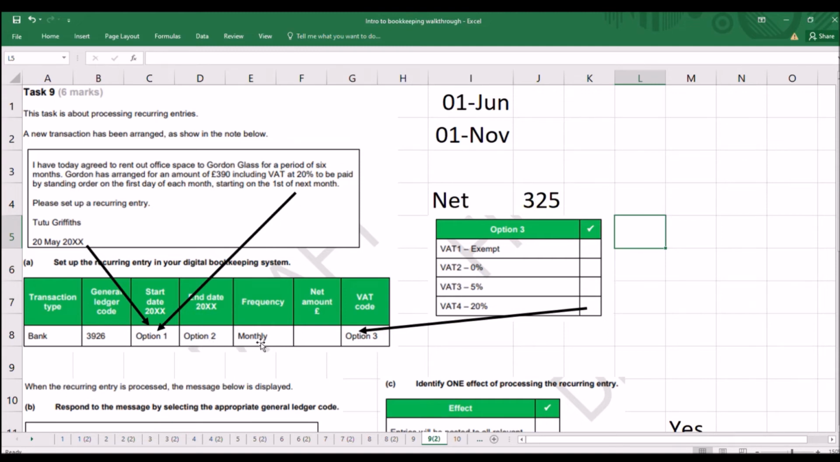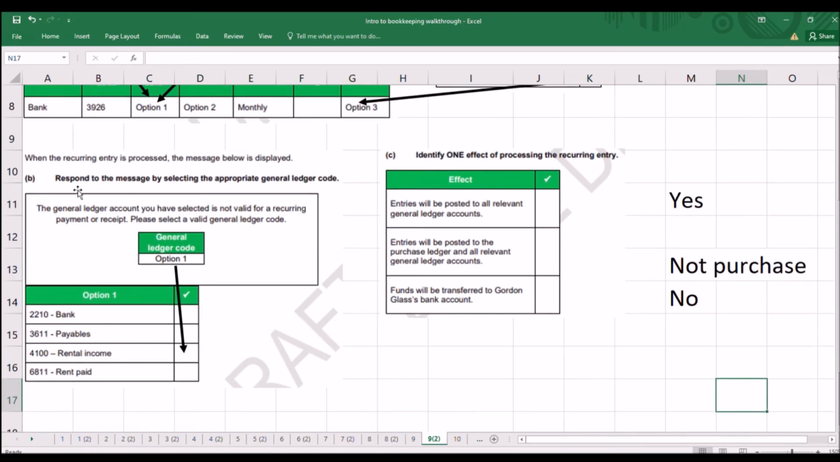Frequency monthly, the net amount. So the net amount is 390 divided by 1.2, or 390 divided by 6 times 5 would be that. And also, remember, check your work. Divide 390 by 6 to give you a VAT amount, add them together to the net, and then does it get back to the gross? So we check that, so that's going to be 325 in there, and the VAT code is 20%. That's okay. Right. So that's the first bit.